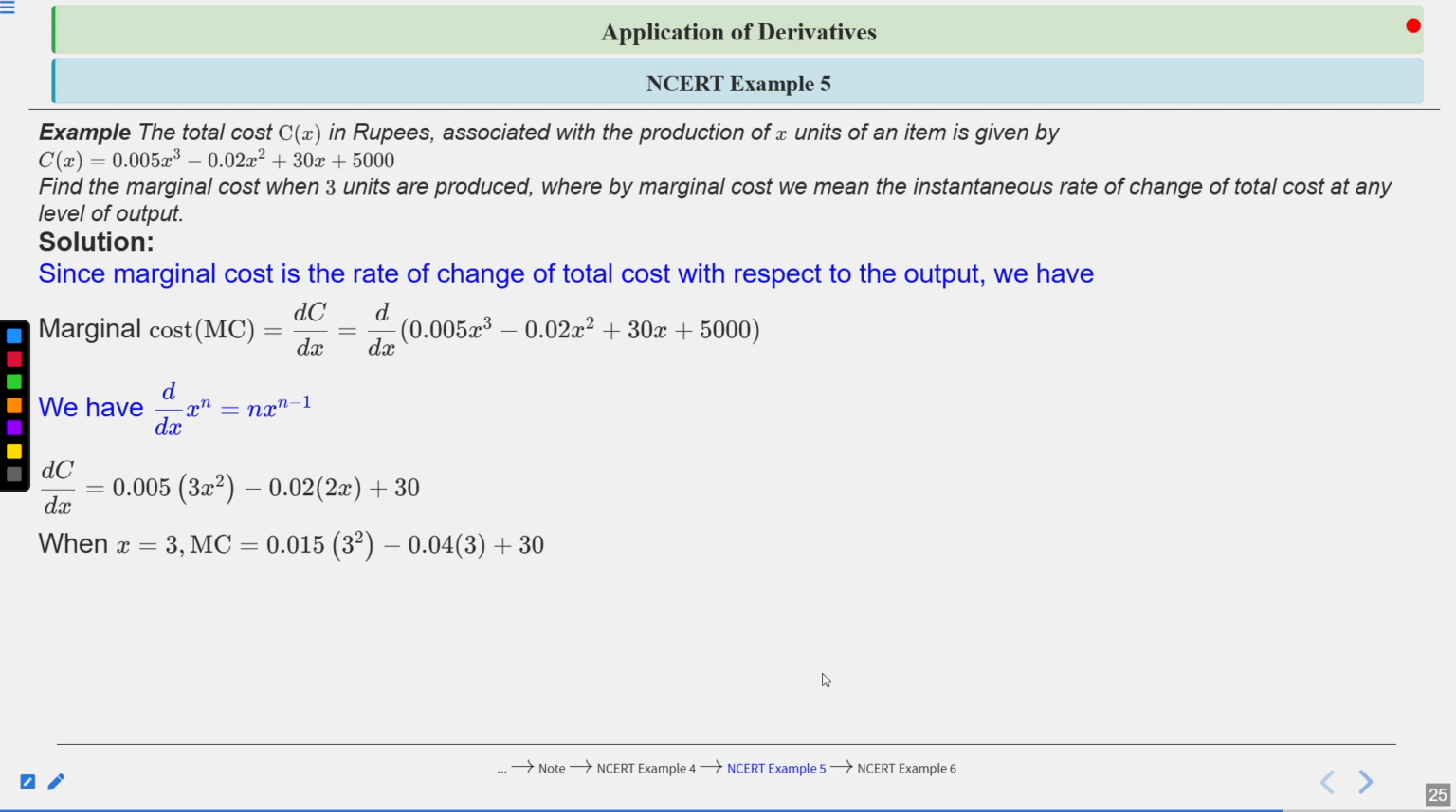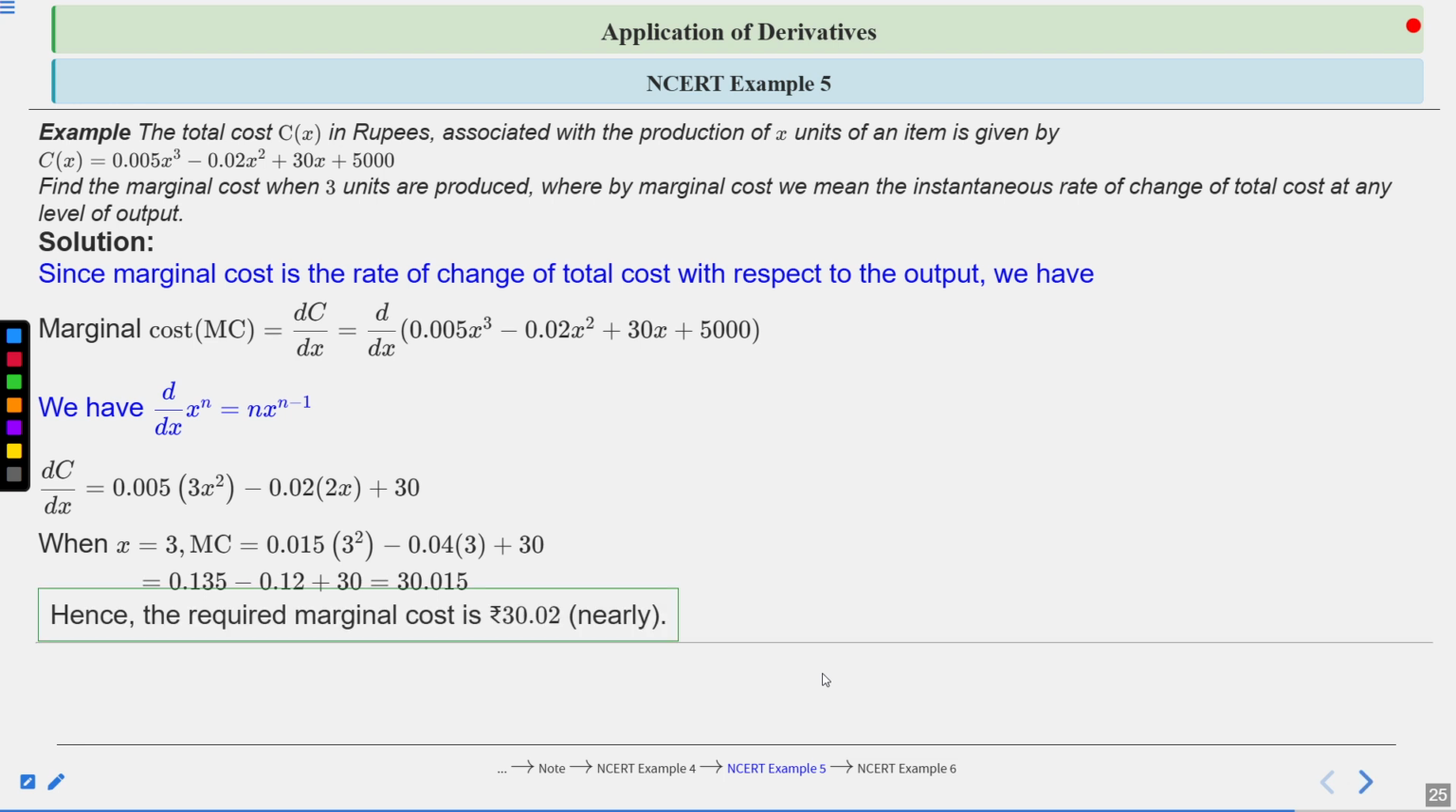Now when x is equal to 3, marginal cost will be equal to 0.015 into 3² minus 0.04 into 3 plus 30, which is equal to 0.135 minus 0.12 plus 30, which is equal to 30.015, right? Hence the required marginal cost is basically equal to Rs 30.02 nearly. Okay, let's move to the next question.